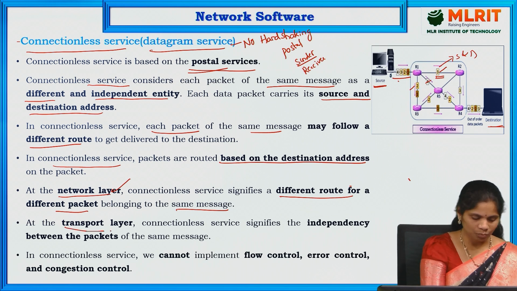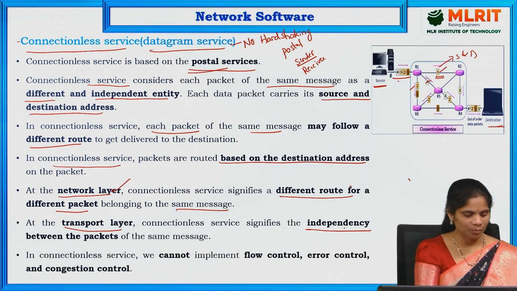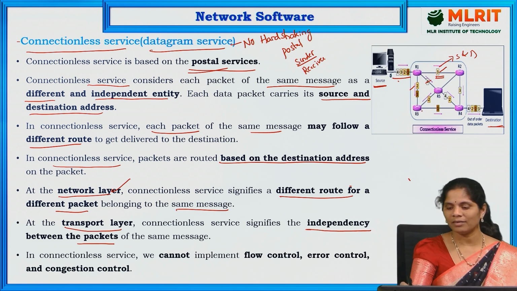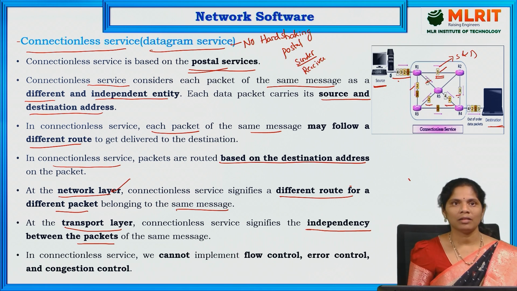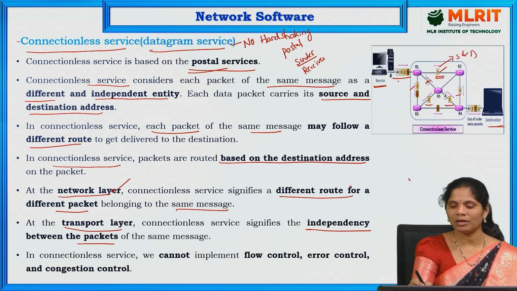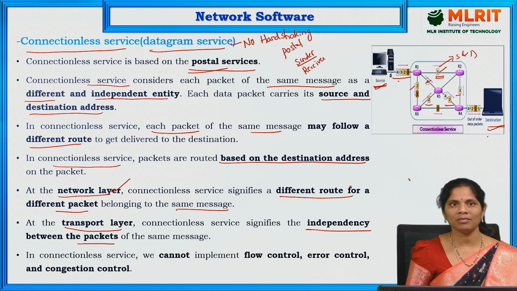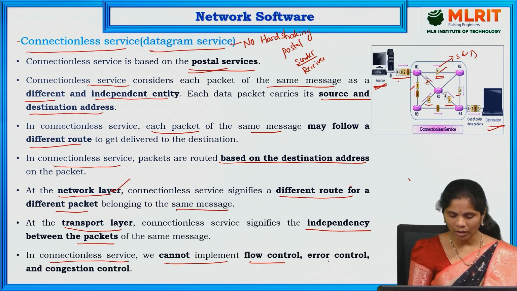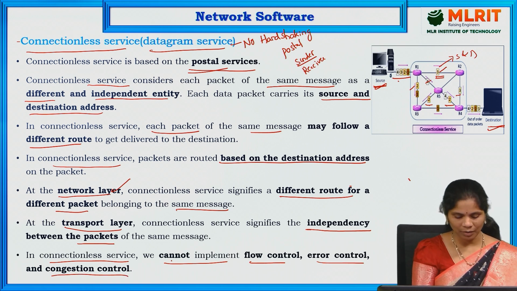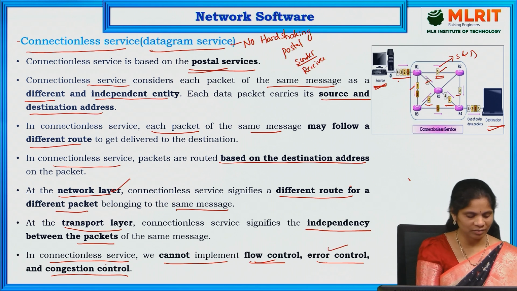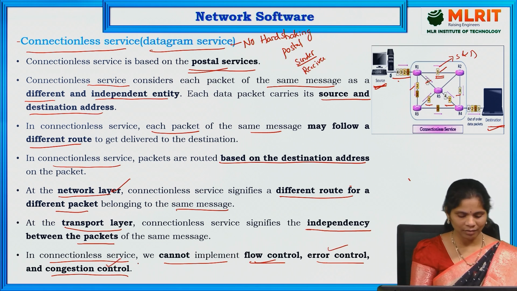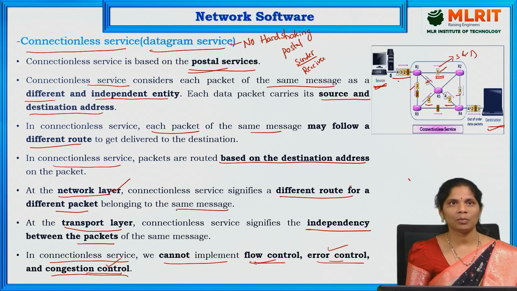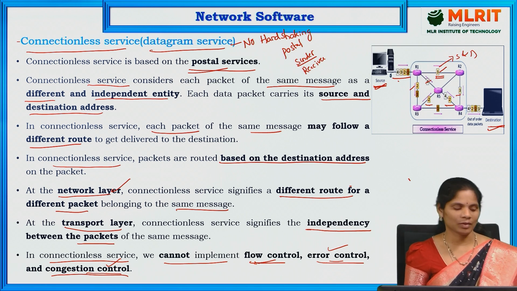While coming to the transport layer, it is talking about the independency between the packets. All packets travel independently. That is about the transport layer, to send the data from one end to another end, source to destination. In connectionless service, we can't implement flow control, error control and congestion control. In connection oriented, we can implement flow control, error control and congestion control. This is about connectionless service in network software.